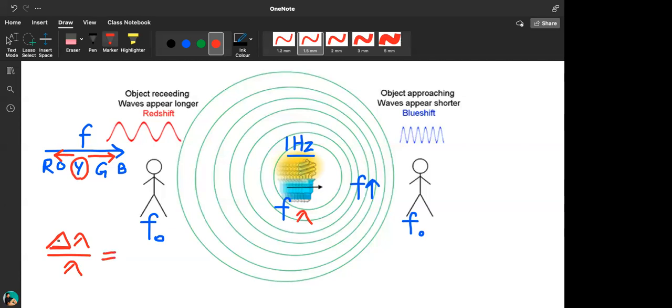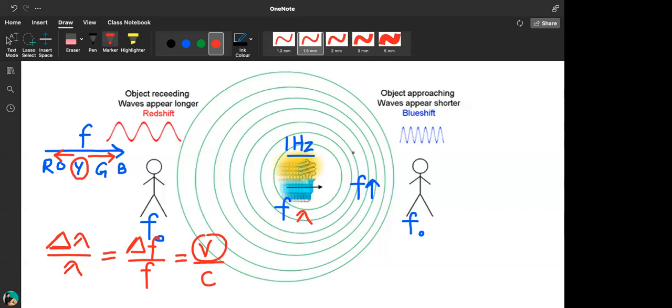Now this, if you look at it, is just a ratio, right? So it's just a ratio of the change. How many percent of the actual wavelength is this? They said that this is equal to the change in frequency over the actual frequency. And this can also be equated to the relative speed of the 2 objects divided by the speed of the waves. Okay, so this V is the relative speed.